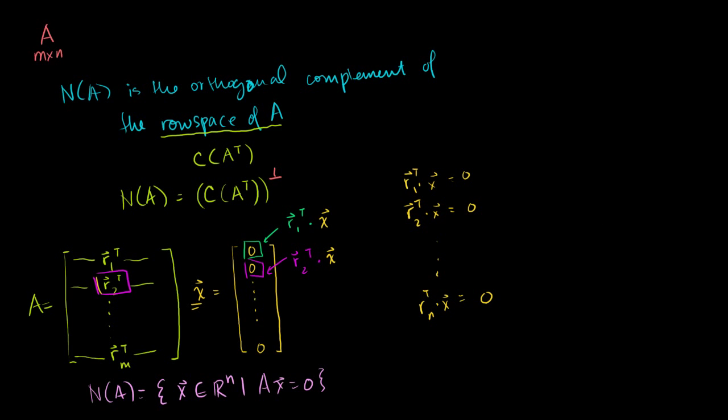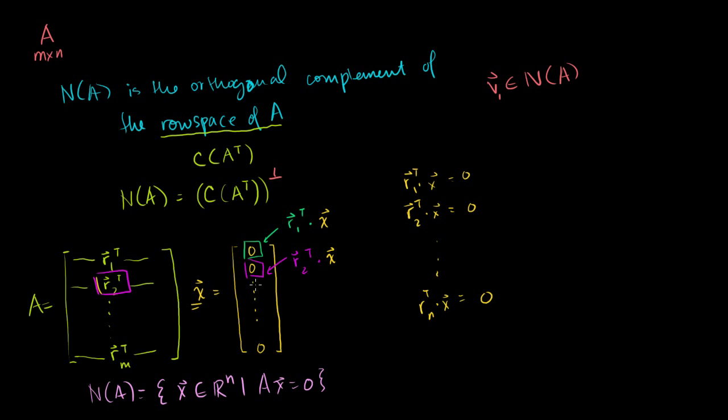If I were to tell you that v is a member of the null space of A, let's call it v1. v1 is a member of the null space of A. That means it satisfies this equation right here. That means A times v is equal to 0.